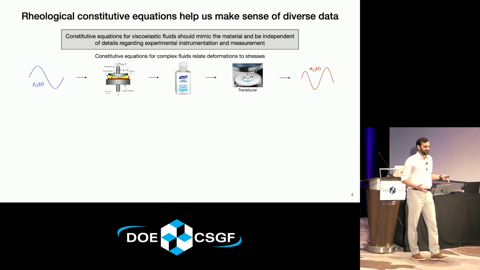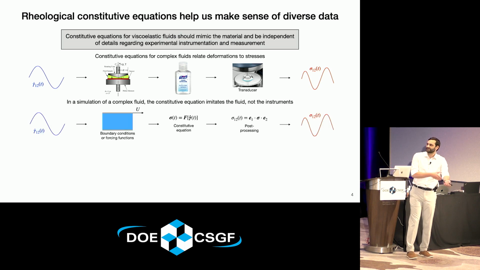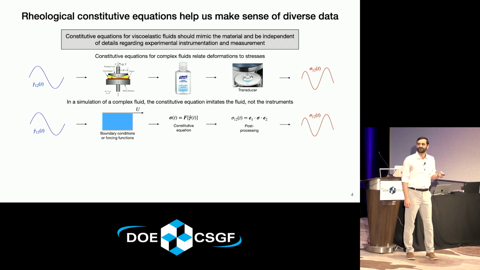We use a set of instrumental equipment to actually impose that protocol on our fluid, and then we transduce the response to get some sort of output waveform. And then in a simulation, when we have a constitutive equation, what we really want is that the equation is just standing in for the fluid itself and none of the other parts of this pipeline, right?